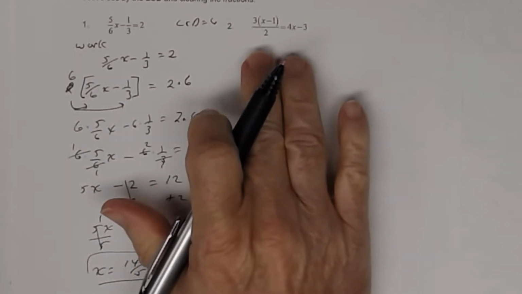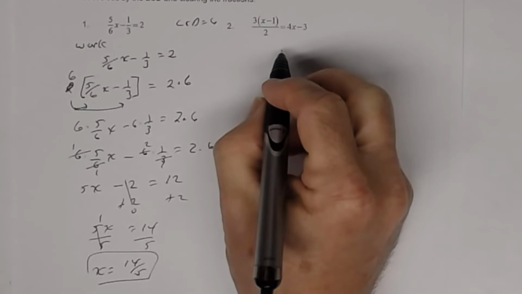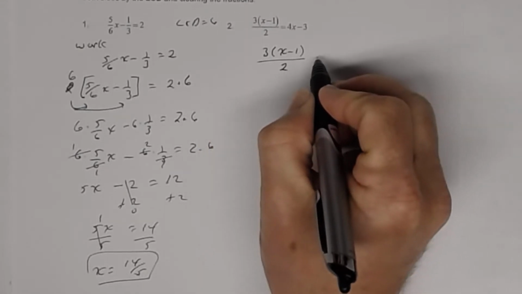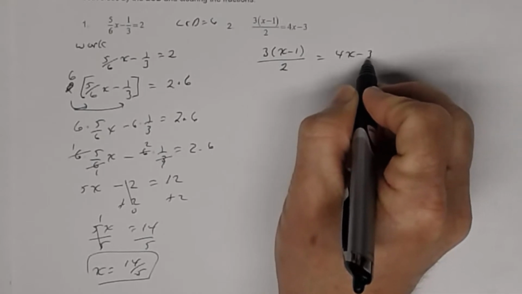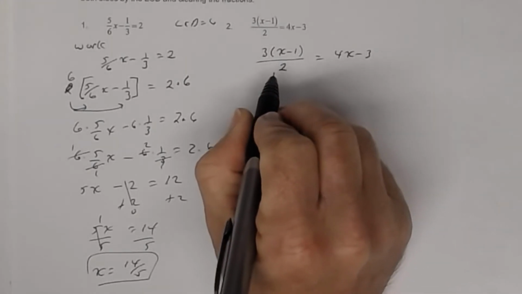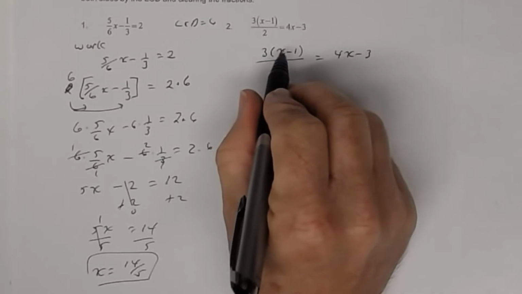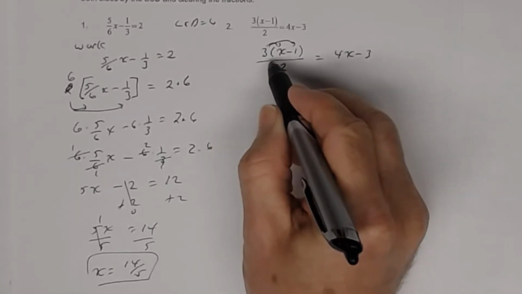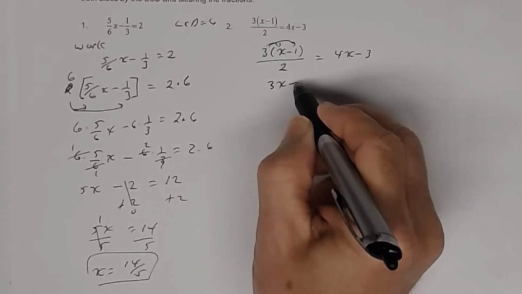All right, so let's go ahead and do this next one now. I'm going to rewrite this one over. So I have 3 times (x minus 1) in the numerator divided by 2 equals 4x minus 3. What I would probably do first here is get rid of the parentheses in the numerator. So let's go ahead and distribute first. When I distribute, I get 3x minus 3.